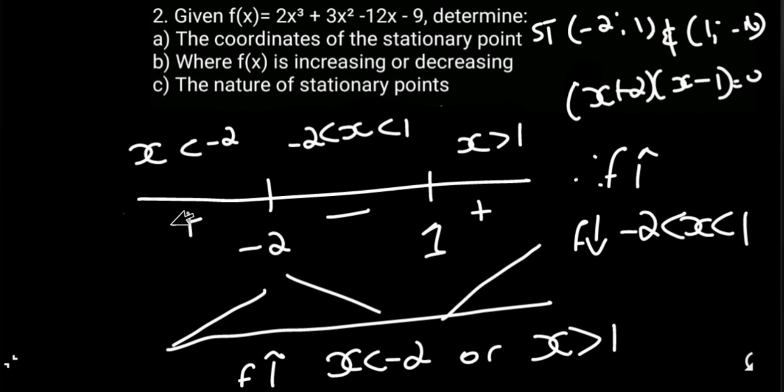So on our last question, we need to determine the nature of our stationary points. We have two stationary points. It's (-2, 11) and (1, -16). So since at the stationary point (-2, 11), the graph is increasing on the left and decreasing on the right, that means the nature of the stationary point is a local maximum. And the nature of the other stationary point is going to be a local minimum. So that's how you determine whether or not the function is increasing or decreasing.